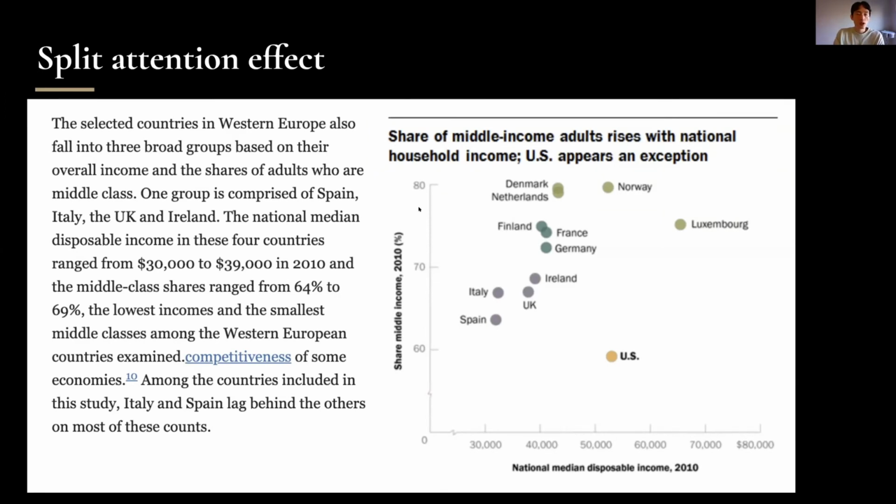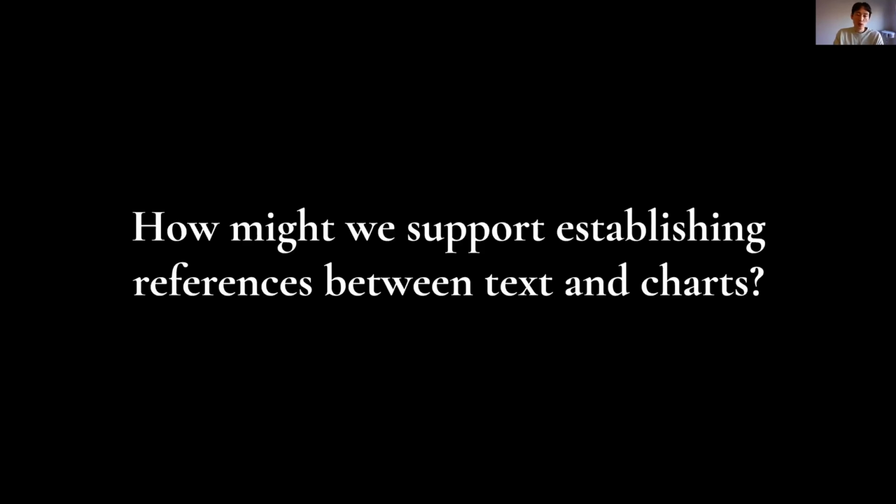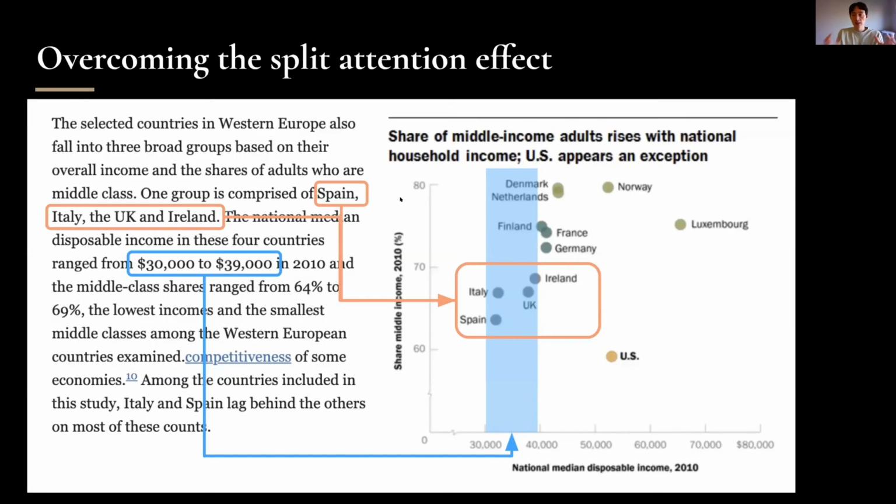So our motivating question for this project was: how might we support establishing references between the text and the chart? One idea is creating more explicit links between the text and the chart so that you don't need to look for cues about which part of the chart these texts correspond to. With this kind of visual cue, we can easily overcome this cognitive difficulty called the split attention effect.